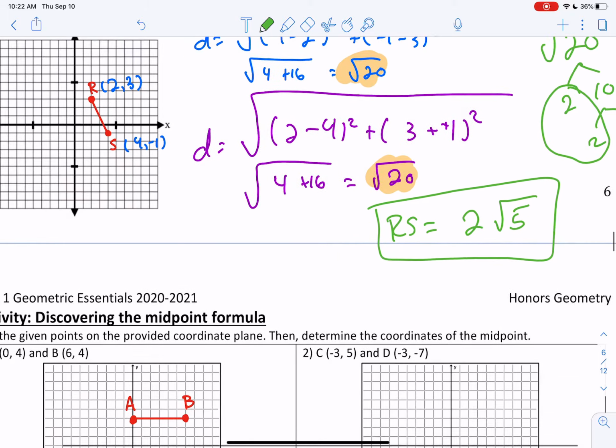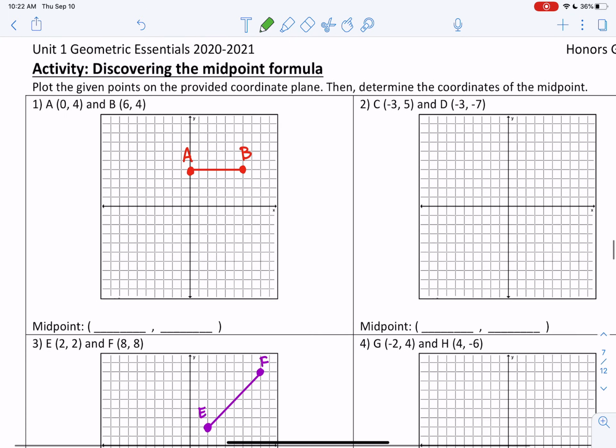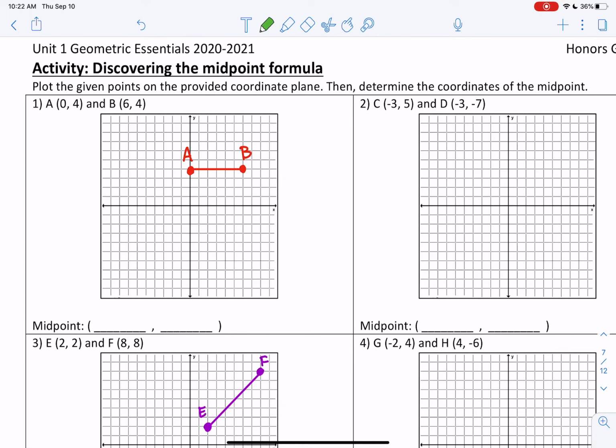All right, on the very next page, you've got a little bit of an activity. Now, I'd like you to try to go through this activity on your own, okay? I'm going to kind of walk you through number 1 and number 3, and then I want you to try the other ones on your own, and I really, really want you to try to come up with this midpoint formula all by yourself, okay?